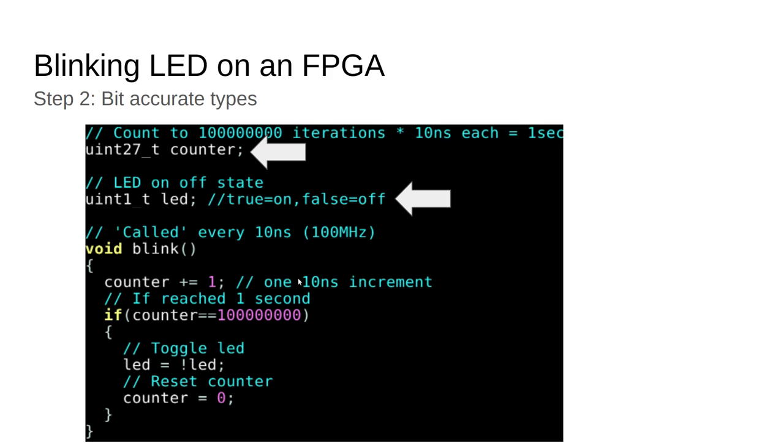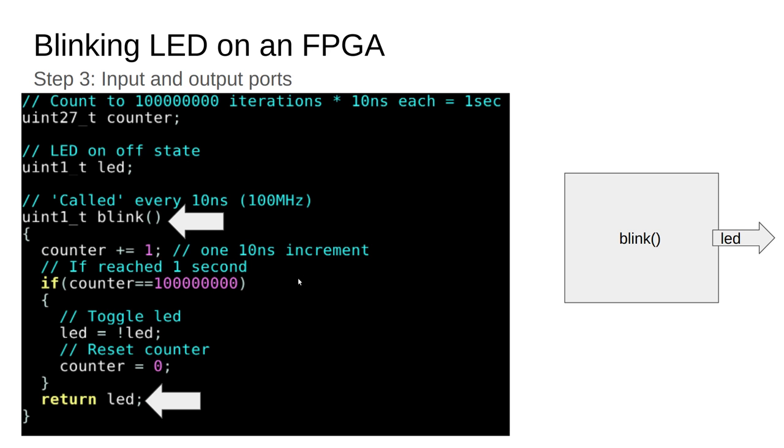Let's start with bit accurate types. In PipelineC, you can get any bit width you want. So let's get some 27-bit and 1-bit numbers going on. Now, if this is hardware, you're going to have inputs and outputs to some kind of module, and in this case, we're going to have a 1-bit output, which is the LED. We'll wire that out to the LED, and it has no inputs. You can see how that takes place.